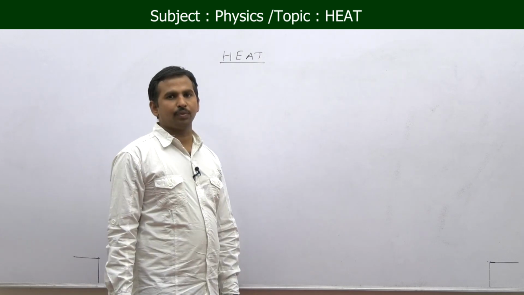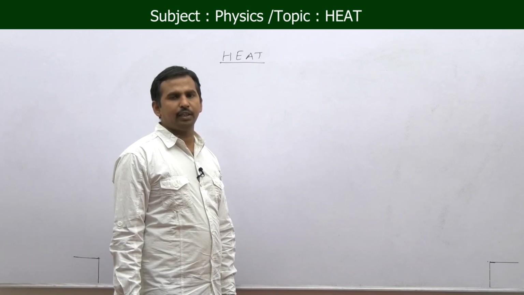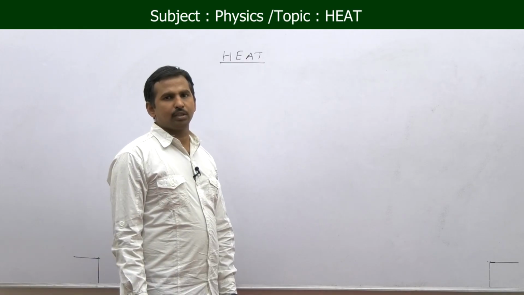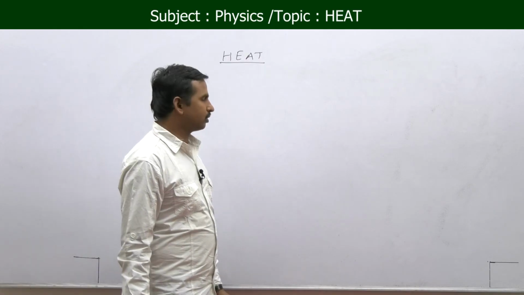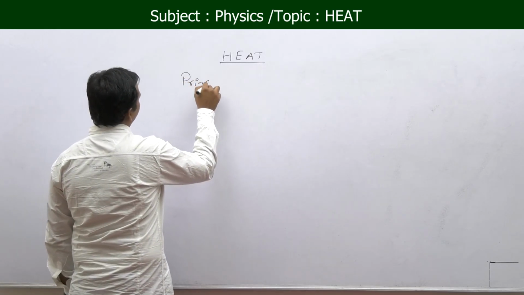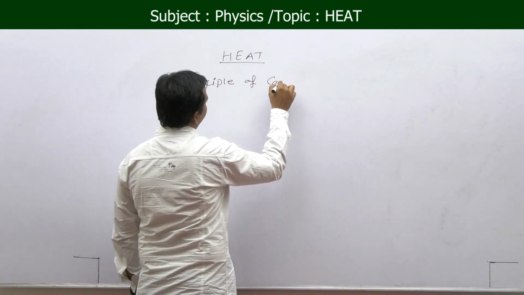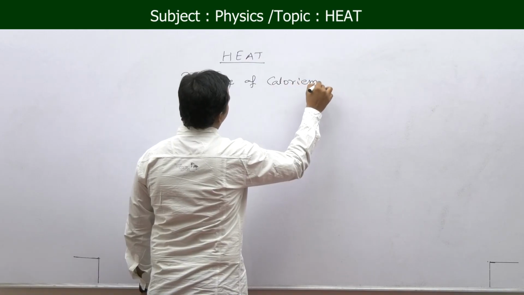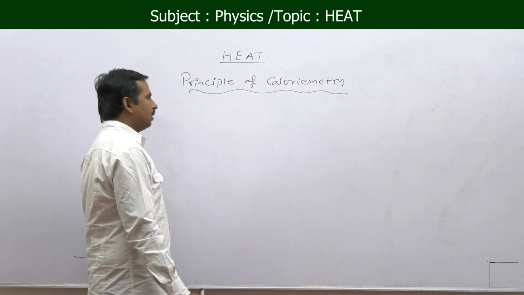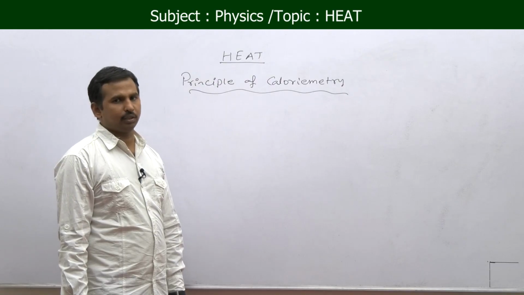Now we are discussing what happens to the temperature when two bodies are in contact and a transfer of heat takes place from one body to another. This we call the principle of calorimetry, or it is also called the principle of mixtures.